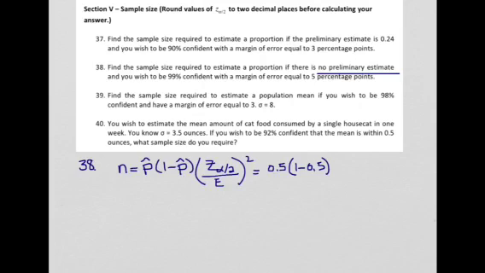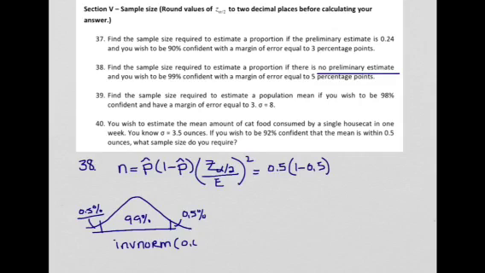And then we need to find z sub alpha over 2. So I can do that. In this case, we want to be 99% confident. Means 99% in the center. And that gives me 0.5% in both the upper and lower tails. And remember, that's 0.5%. So when I do inverse norm, I'm going to calculate inverse norm of 0.005. And in that case, I get negative 2.58. Again, I'm going to just go ahead and drop the negative on that. So I make it 2.58 in the numerator over the margin of error, which is 5 percentage points, so that's 0.05. A lot of 5s going on here, so be careful.